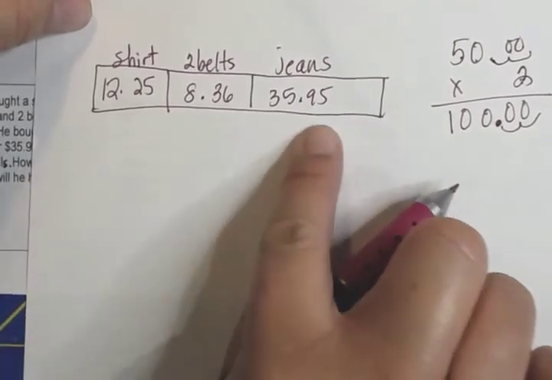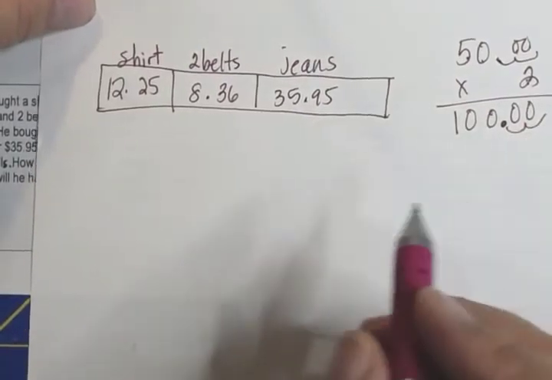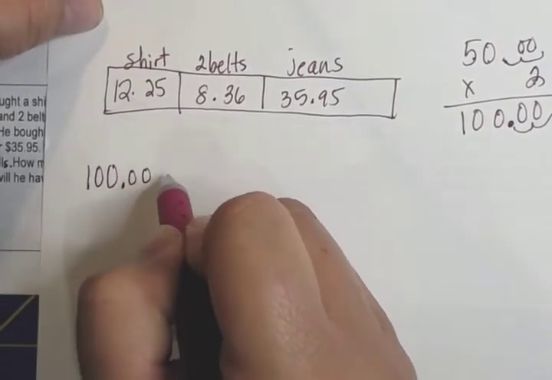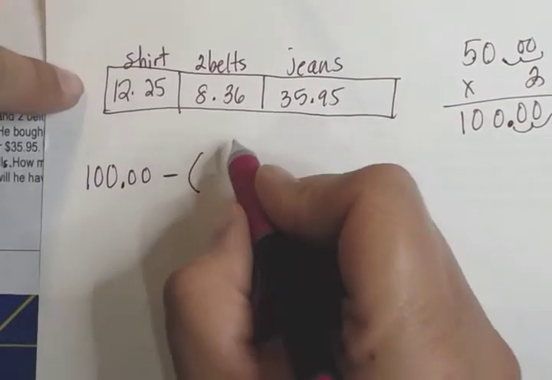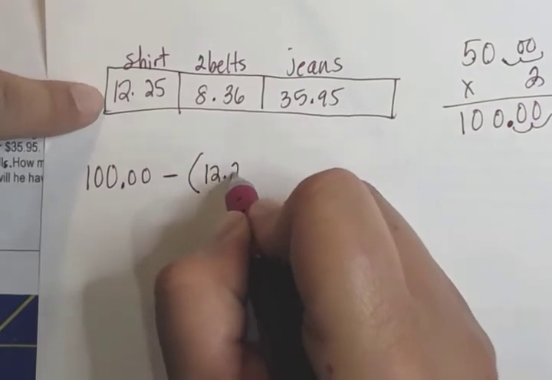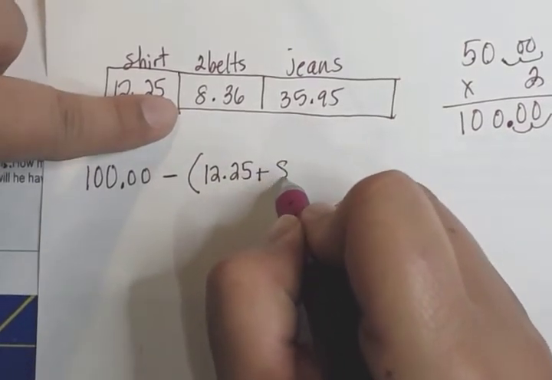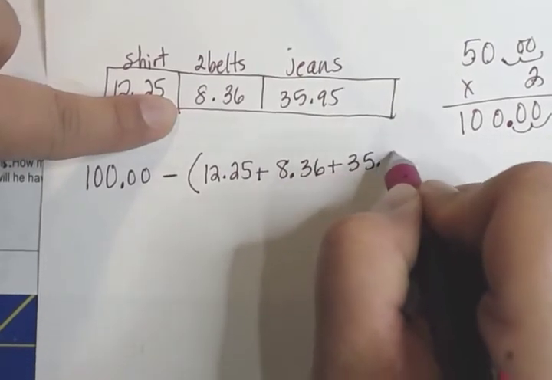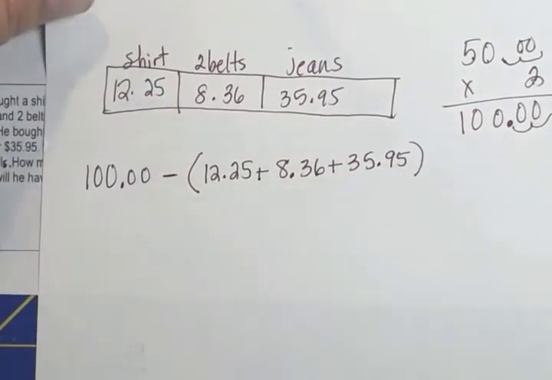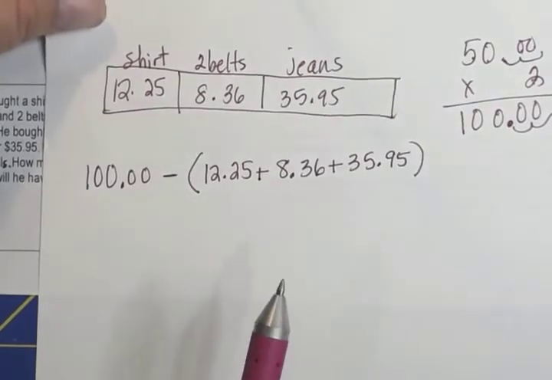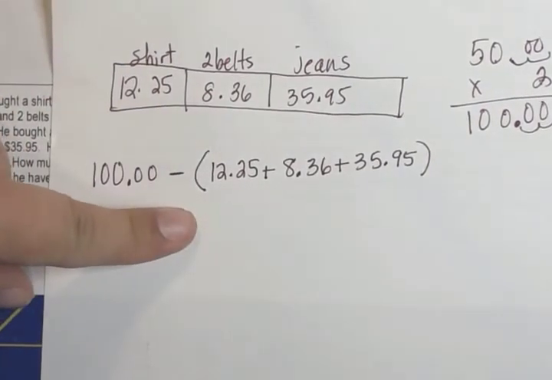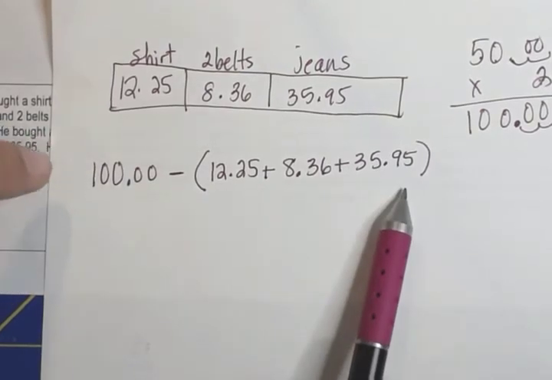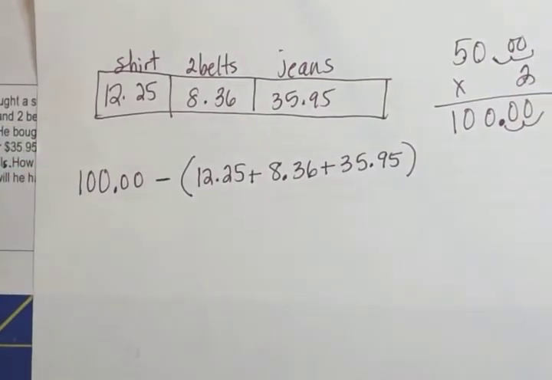So if this is what he's spending and this is what he has, then you have to figure out what he will have left over. This is an equation that you can work with. Now when you're working with equations, if you have a set of parentheses, then you have to work what's on the inside of your parentheses before you do anything else.